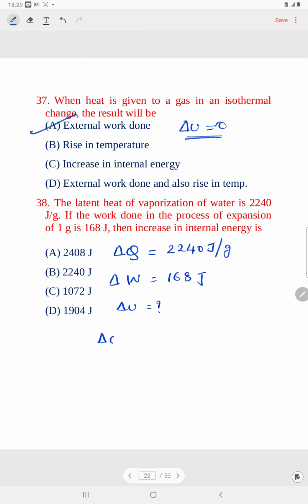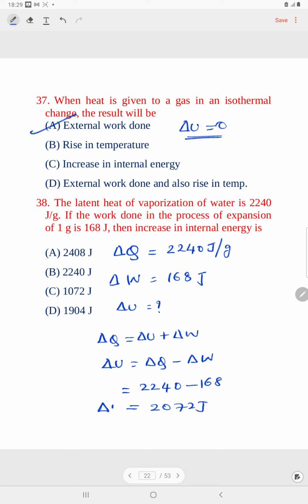Then we have the first law of thermodynamics, delta Q is equal to delta U plus delta W. Then delta U is equal to delta Q minus delta W. Now what is delta Q? 2240 minus 168. So if you simplify, you will get 2072 joule. This is the change in internal energy.